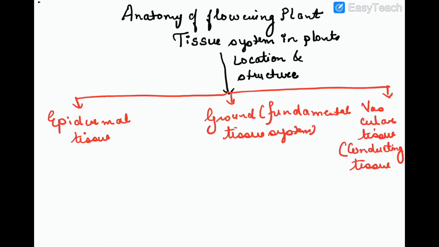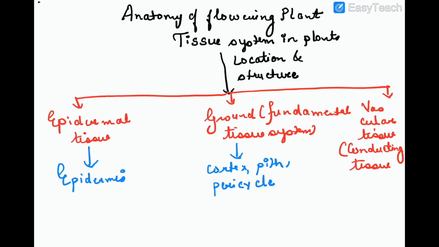So the epidermal tissue includes the epidermis. The ground tissue includes cortex, pith, pericycle, and the vascular tissue includes xylem and phloem. Now let us discuss in detail all the three types of tissues. Let us first discuss the epidermal tissue.